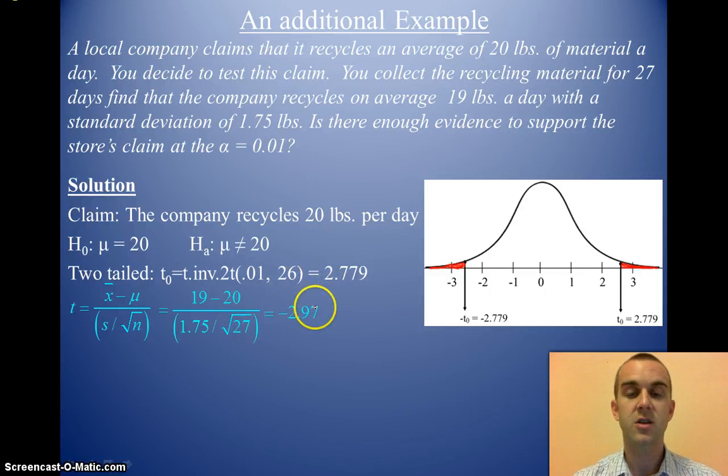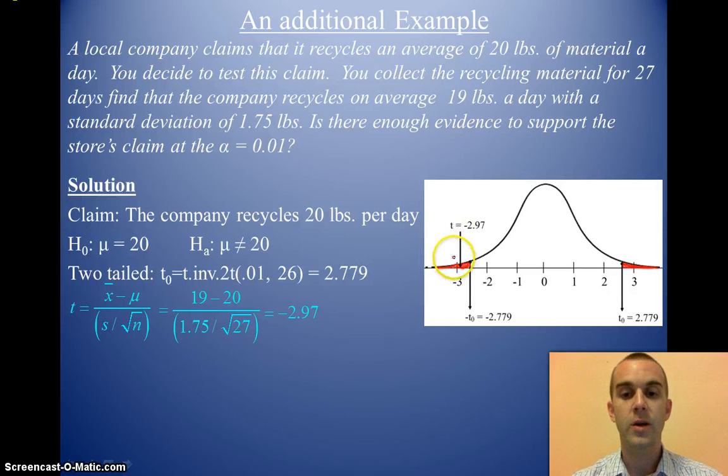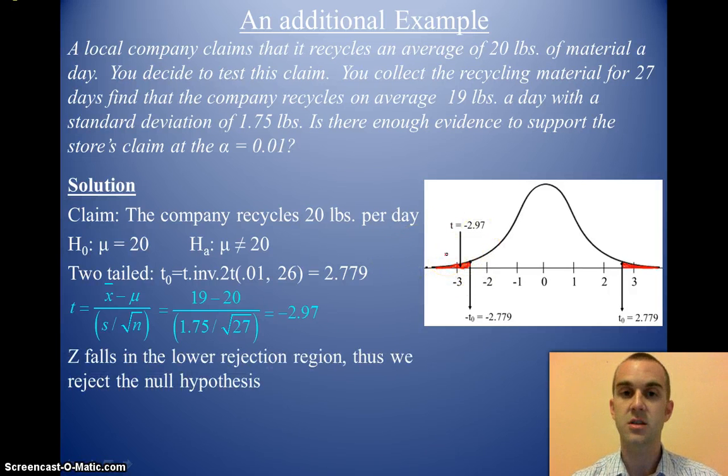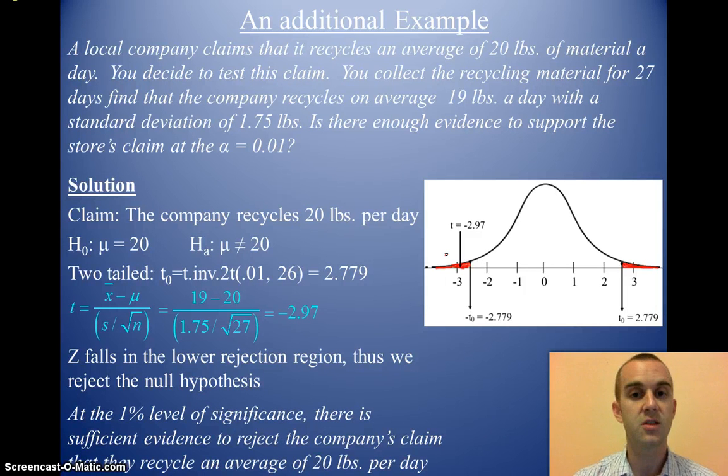That creates a t-value of negative 2.97. If I plot that, that would actually fall in my lower rejection region. That means I will reject my null hypothesis. So in this case, at the 1% level of significance, there's sufficient evidence to reject the company's claim that they're recycling at least 20 pounds a day.